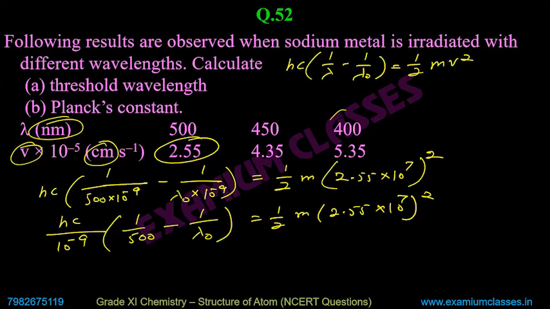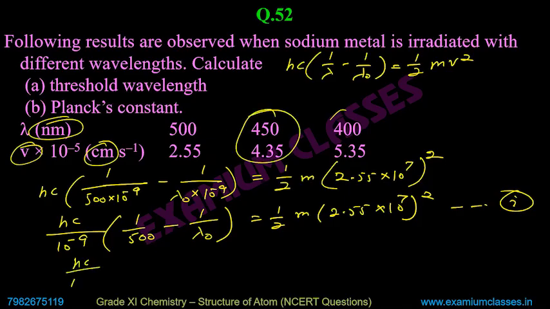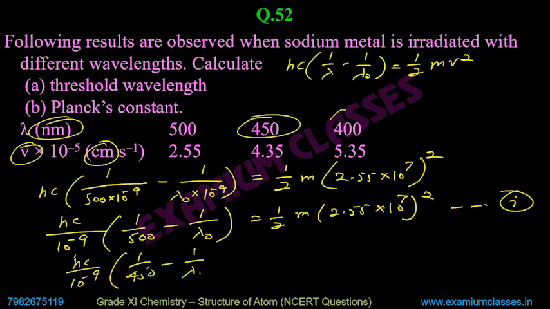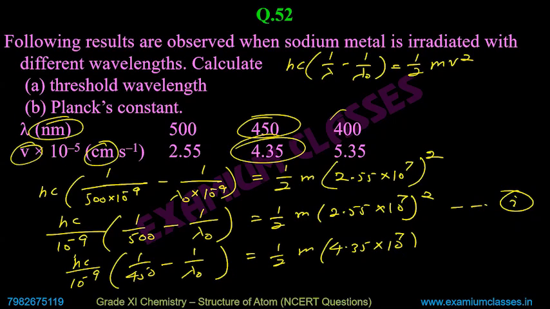This question is slightly tricky, so pay attention, because normally it appears in exams as a 5 marks question. So either you get 5 marks or you lose 5 marks. Say this one is first. Similarly, form the second one from this part. It will be hc divided by 10 to the power minus 9, 1 by 450 minus 1 by lambda naught equals half m, 4.35 into 10 to the power 7 whole square.